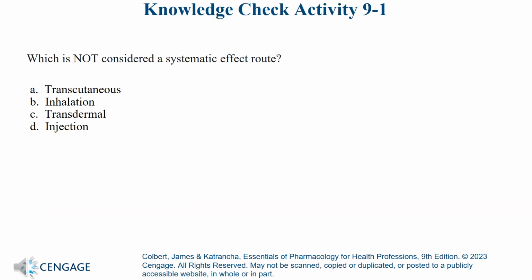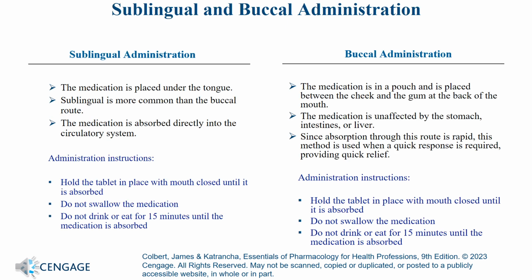Okay, we're going to check our knowledge. Which is not considered a systemic effect route? I want you to look at your choices and write down your answers. We'll check them at the end of the video.